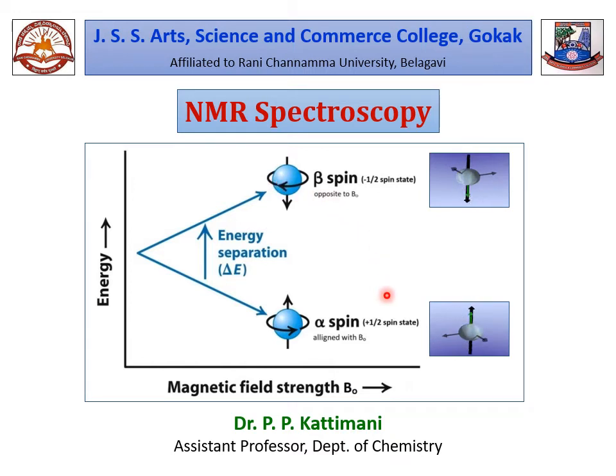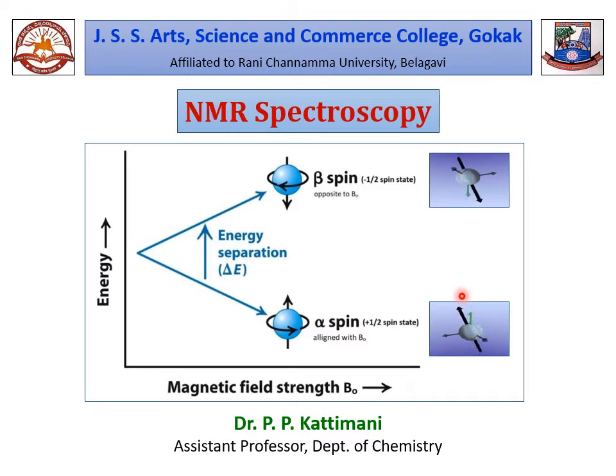We have also studied that in the presence of an external magnetic field, the proton precesses, and the frequency at which the proton precesses is called the precessional frequency. This precessional frequency is directly proportional to the strength of the applied magnetic field. Therefore, as the strength of the applied magnetic field increases, the precessional frequency of a proton also increases.